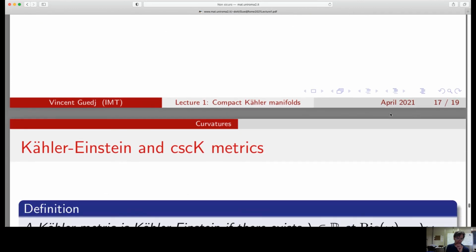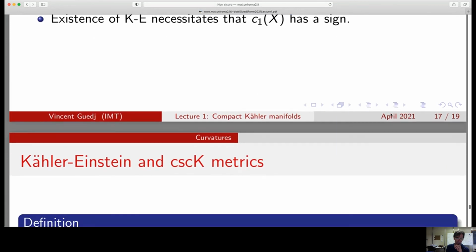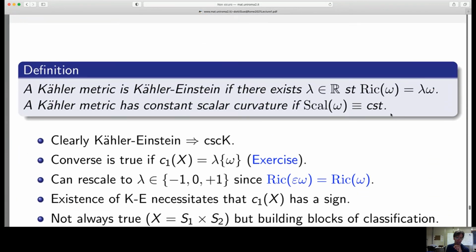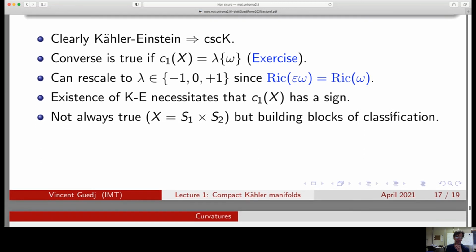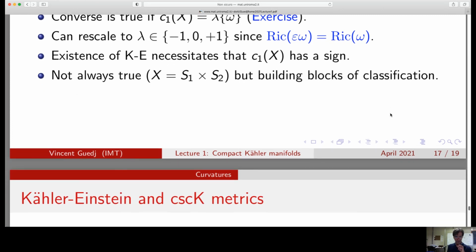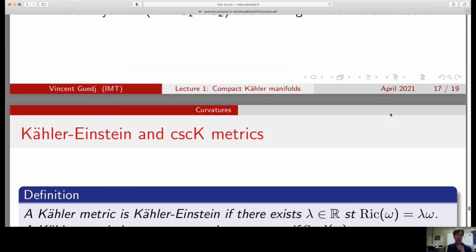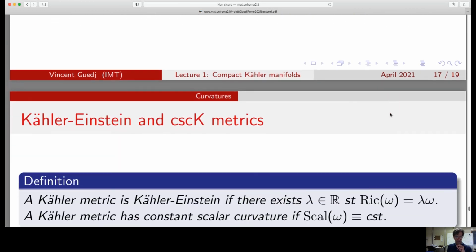But you have to observe that this topological condition is not always satisfied. For example, if you take as X a three-dimensional manifold, which is a product of two Riemann surfaces, like for example P1 times a hyperbolic compact Riemann surface, this will not satisfy the topological condition. So this will not have Kahler-Einstein metrics.